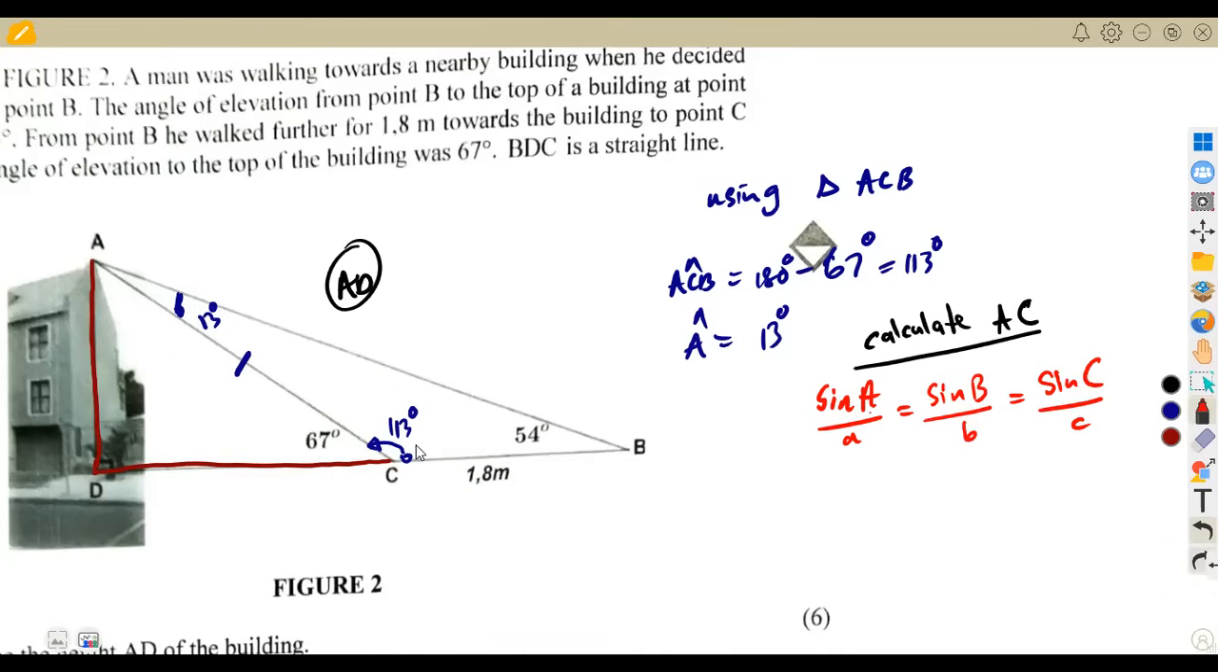Like this part that we want to calculate, AC. So AC corresponds to the angle of 54 degrees. 54 is opposite to AC. So it is going to be the sine of the angle there, 13 degrees, over the corresponding side, 1.8, must be equal to the sine of 54 degrees over its corresponding side, which is the side we are supposed to calculate, AC. So we have formulated an equation.